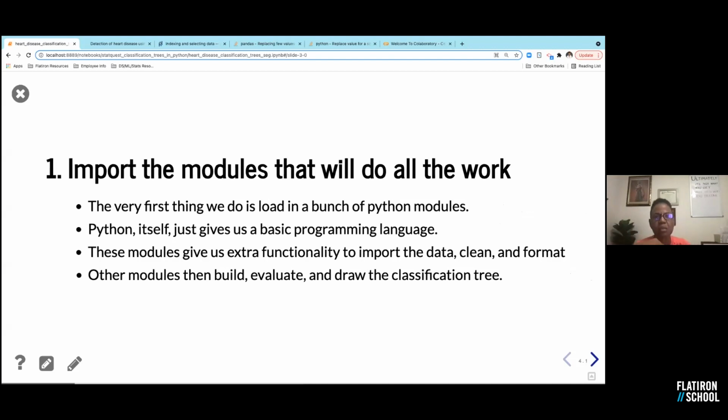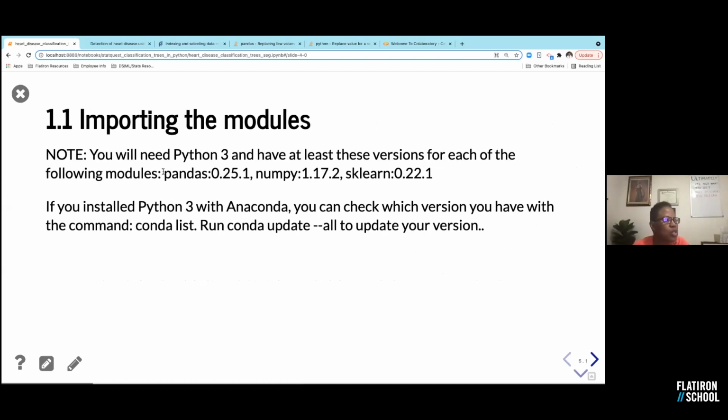Python is the base language. It's the language that is used by most data scientists. But in addition to base Python, we use other modules that help to expedite this whole process of data analysis. So we have modules that help with the cleaning and the formatting, and then there are the modules that do the modeling. It's a lot of modules. So that's what we're going to do here. We're going to import the modules.